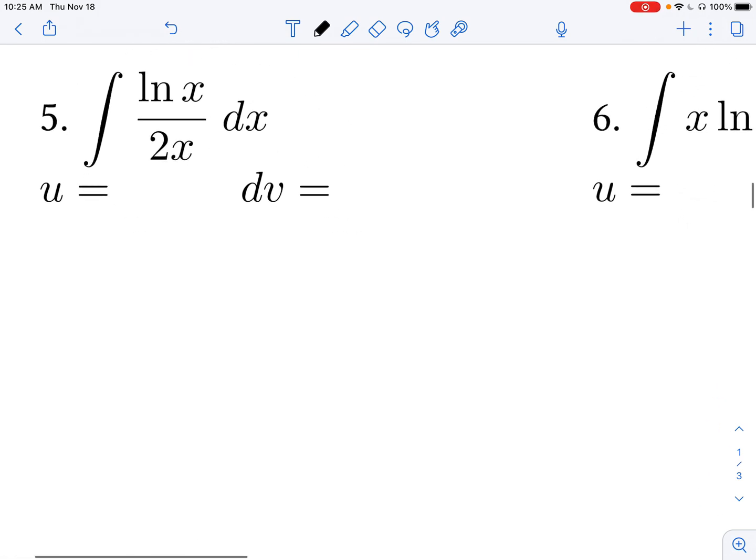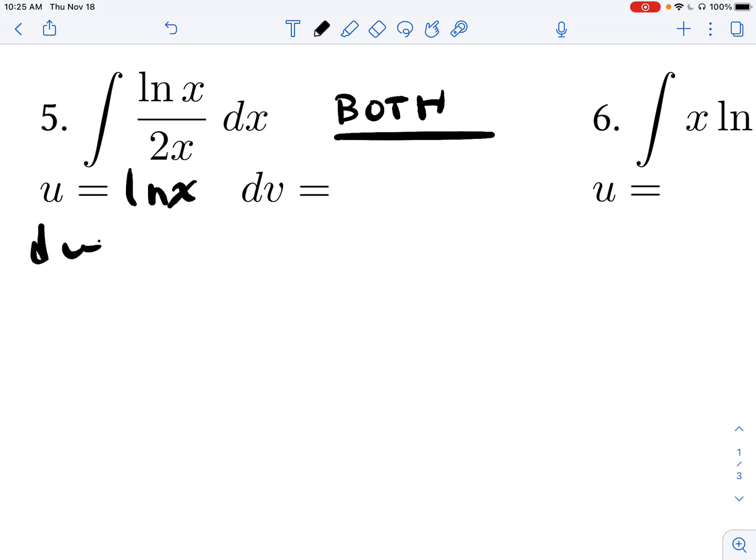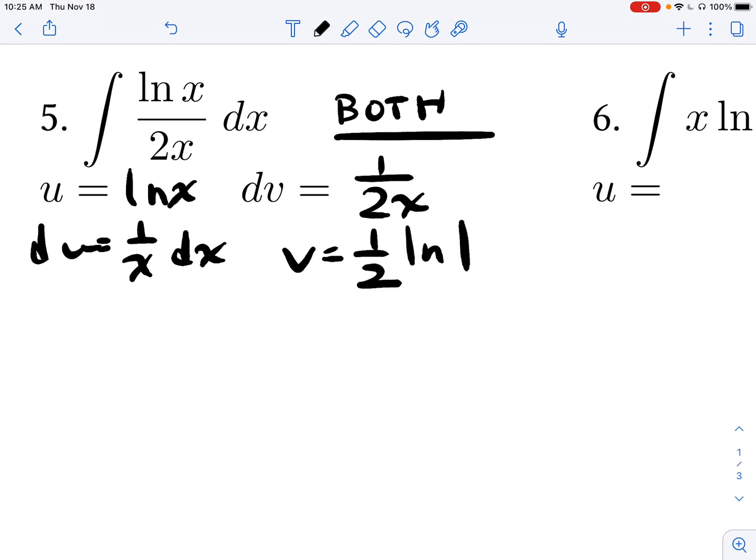Number 5 was one where both methods actually work. And if you did integration by parts, u would be natural log of x, du would actually be 1 over x dx, dv is 1 over 2x, and v is equal to 1 over 2 natural log of absolute value of x.